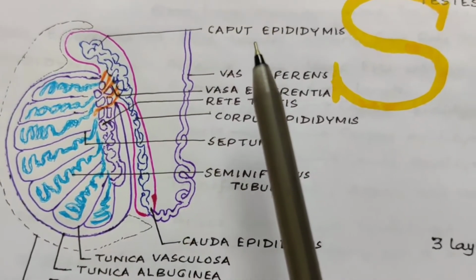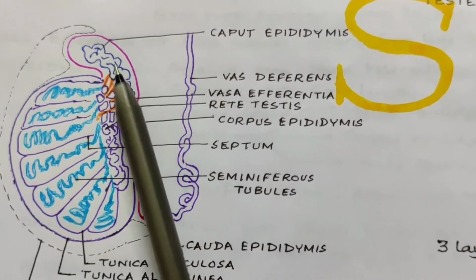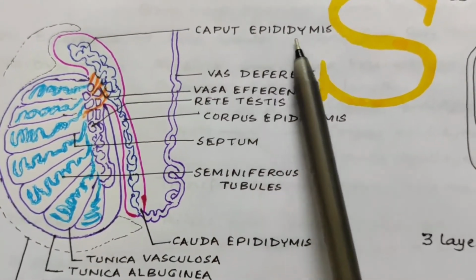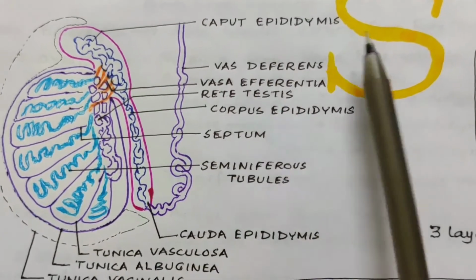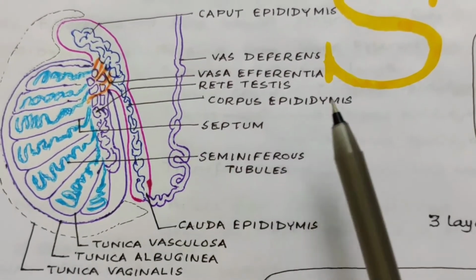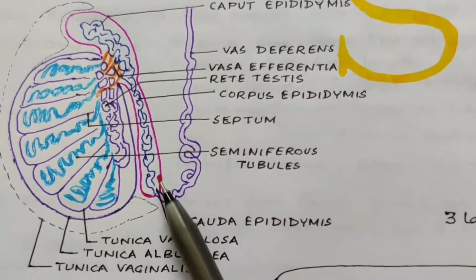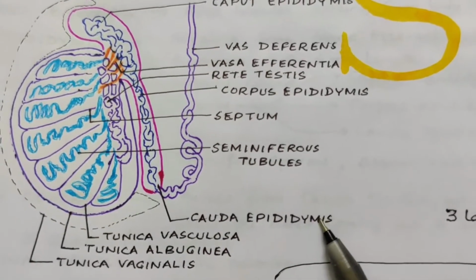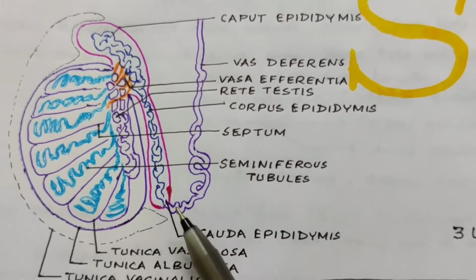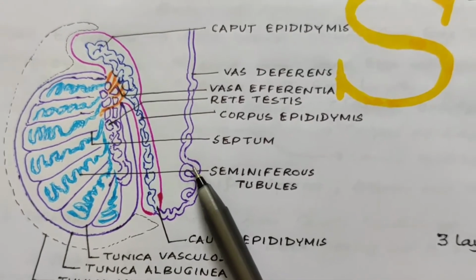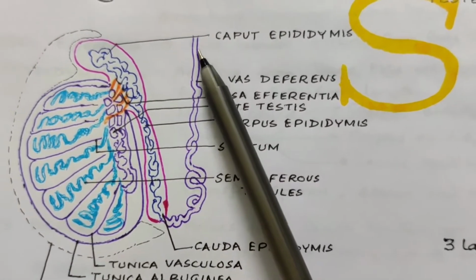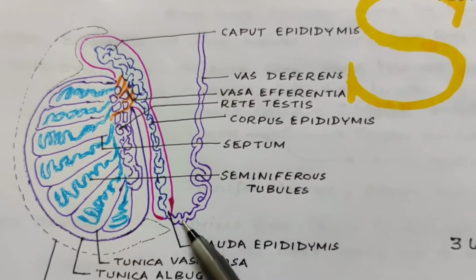It is divided into three parts. The upper part is called caput epididymis. The middle one is corpus epididymis, and the end part is cauda epididymis. From the cauda epididymis, the vas deferens is produced. This is the vas deferens.